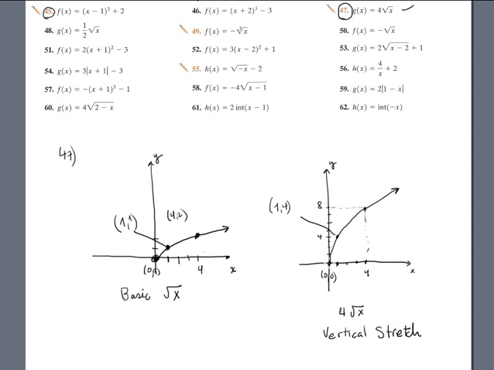Okay, (0, 0): the second component is 0, 0 times 2 is 0. However, this is (1, 1). When you multiply the second component times 4, it is (1, 4). This point. And likewise, this is 2 multiplied times 4 is 8. This point is the point (4, 8). Okay, and this is the vertical stretch in this direction.